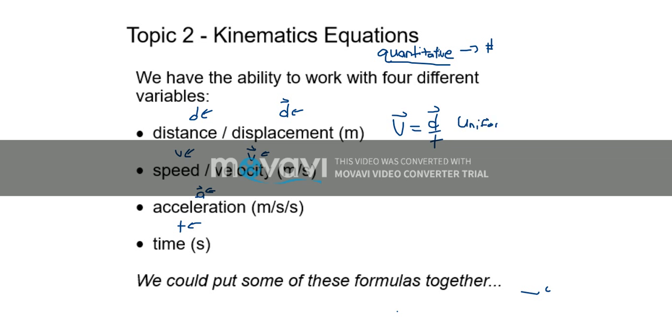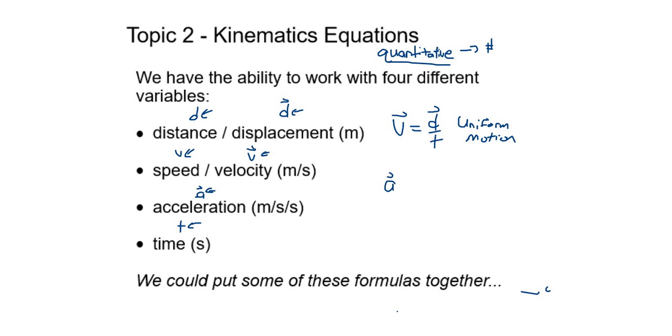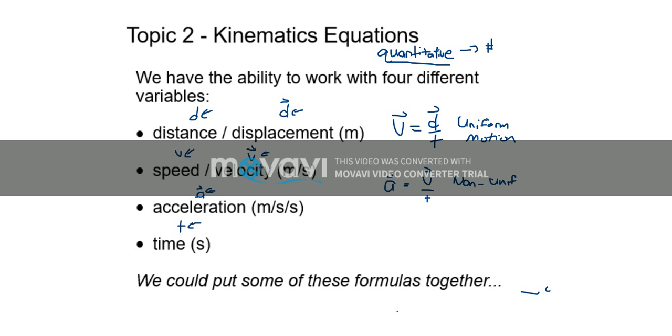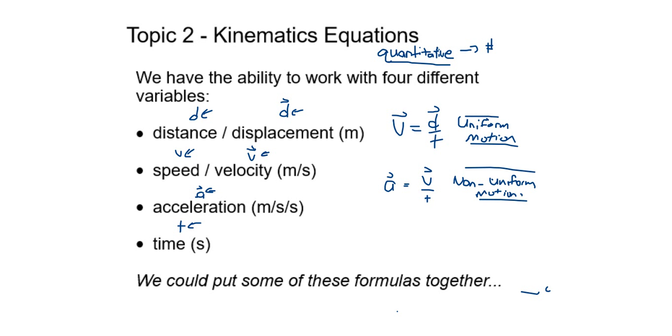Uniform motion. Or you're always going the same speed. Whereas the other formula that hopefully you're familiar with is your acceleration is your velocity over time. And this is non-uniform motion because one of 3 things is happening here. Non-uniform motion versus uniform motion.